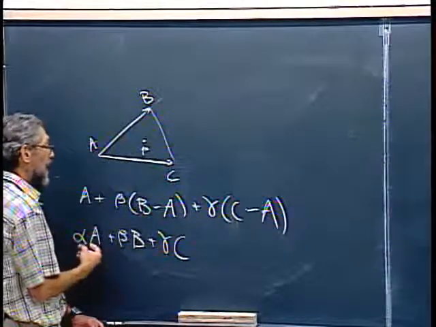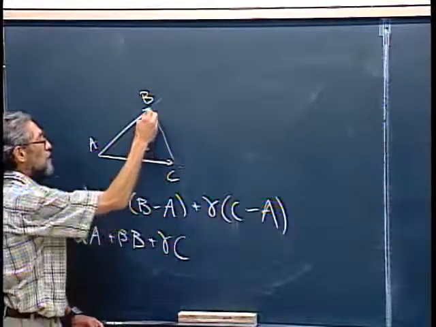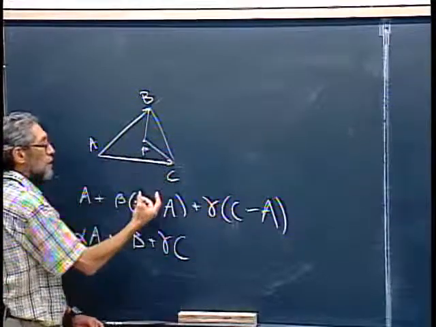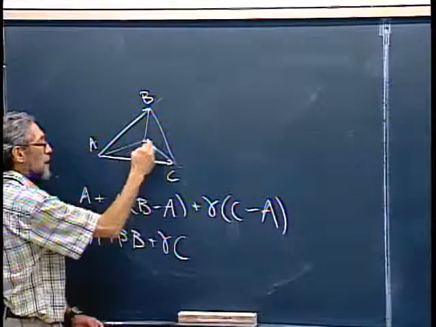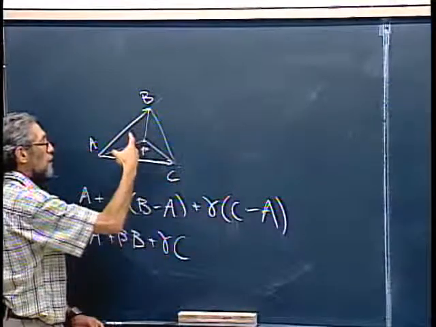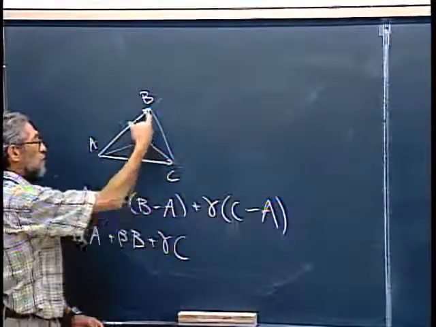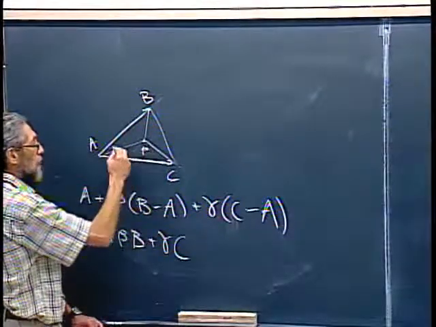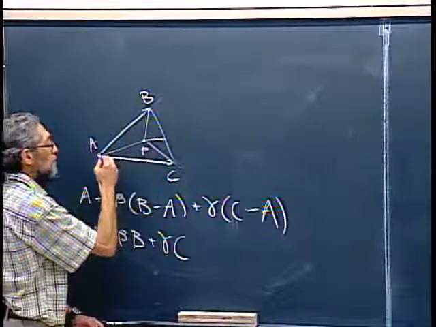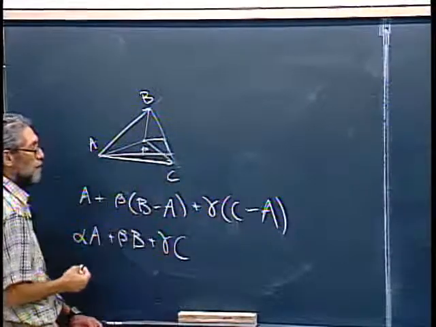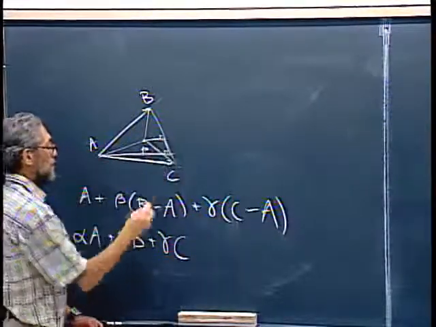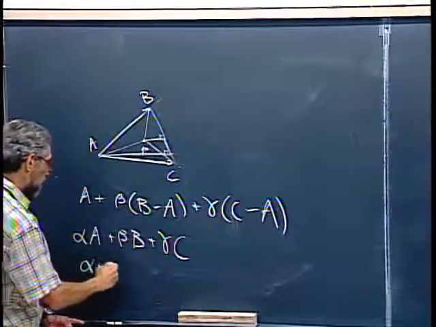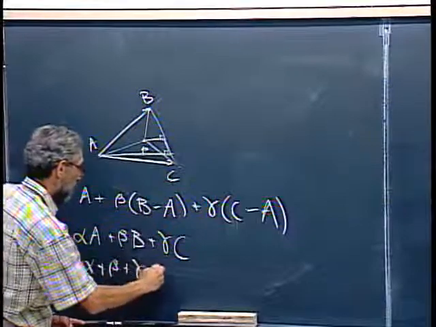And in fact, you can get alpha by looking at the ratio of the area of this triangle to the area of the whole triangle, and beta by the ratio of the area of this triangle to the whole triangle, and gamma by the ratio of this triangle to the whole triangle. Or you could just take ratios of altitudes, the ratio of this altitude to this altitude of the whole triangle. If these were perpendicular, actually they don't look perpendicular. But those have the property that alpha plus beta plus gamma equals 1.